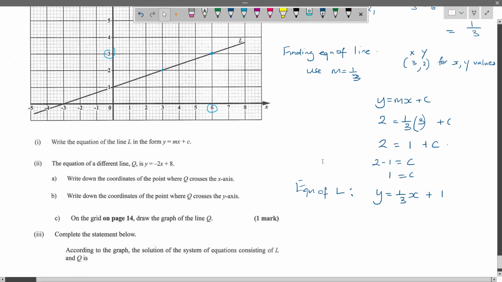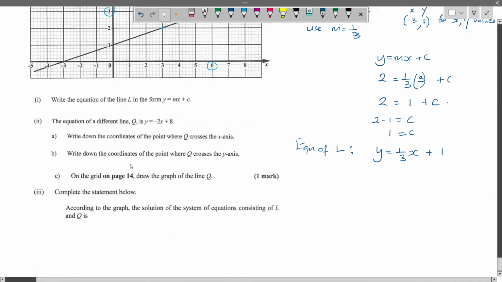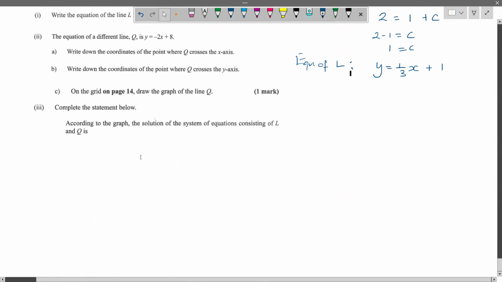Okay, everybody right with that? Now, the coordinates of the point Q. Q is on the line y is equal to negative 2x plus 8. Q is not on this graph, so unlike in other questions where you might look at the graph to see where it's crossing the x-axis, we don't have that opportunity here.